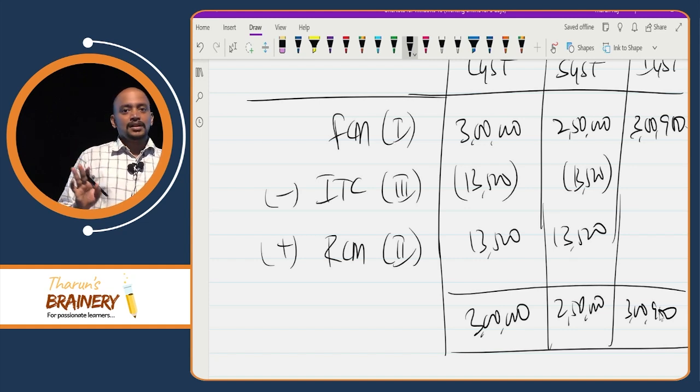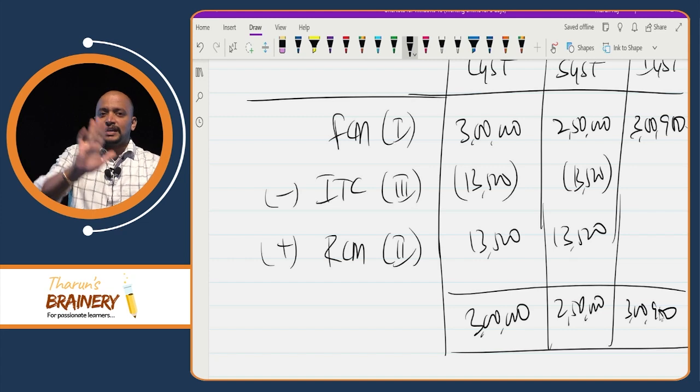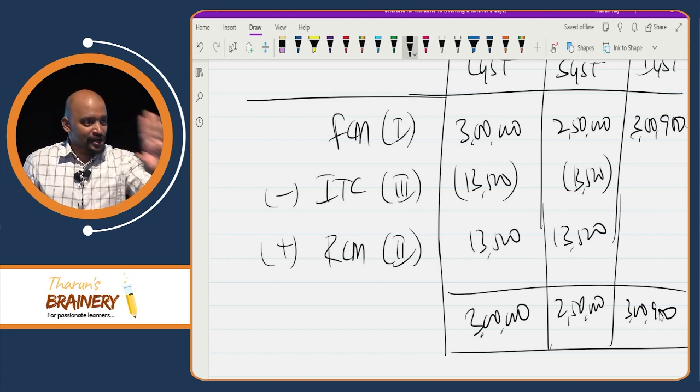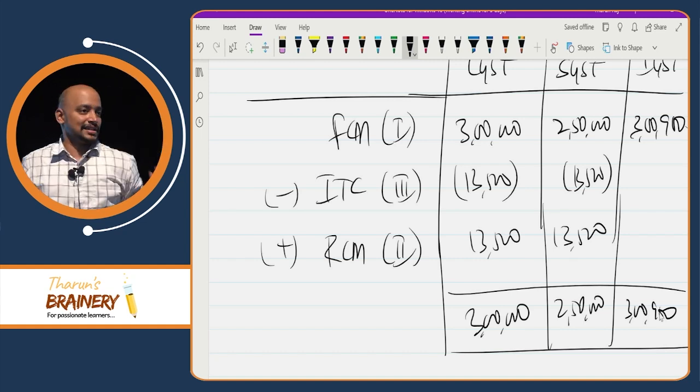Clear? So this way you present the answer and you will get 8 out of 8 marks. You will not make any mistake. You will not get confused. All notes also you have given in the question answer itself. Got it?